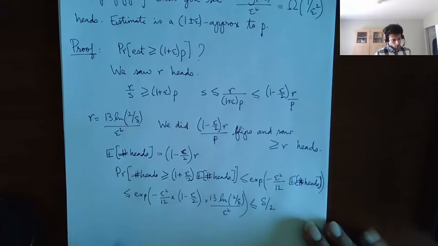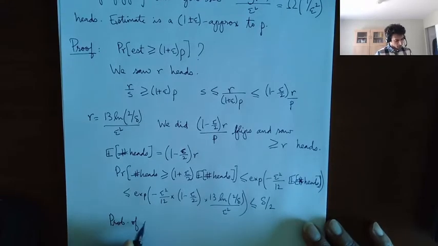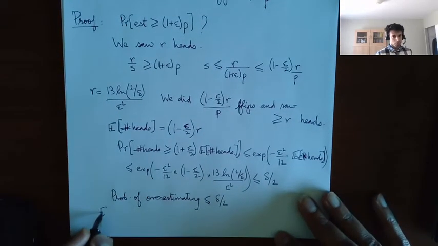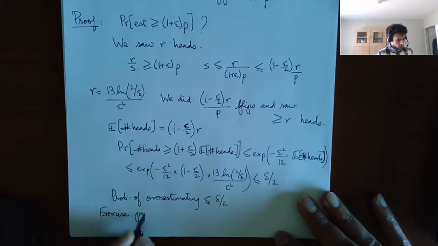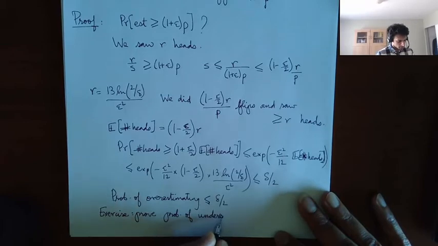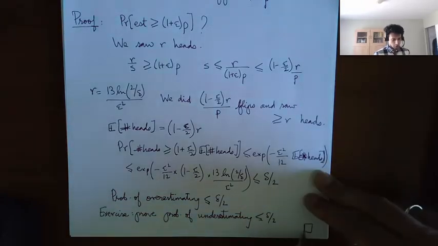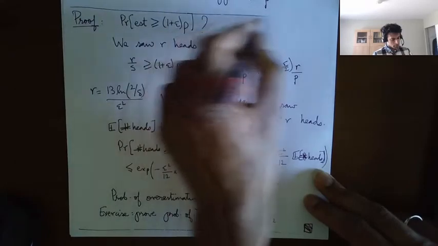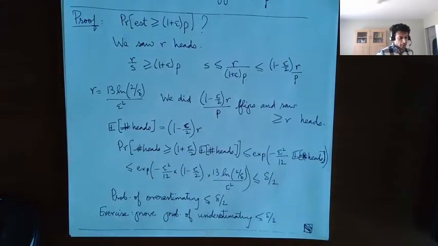So this is the probability of overestimating, and it is less than delta over 2. Now as an exercise, prove the probability of underestimating is also less than delta over 2, and this will complete the proof. So you're getting tail bounds on the negative binomial by looking at tail bounds of the binomial, which is the Chernoff bound here.